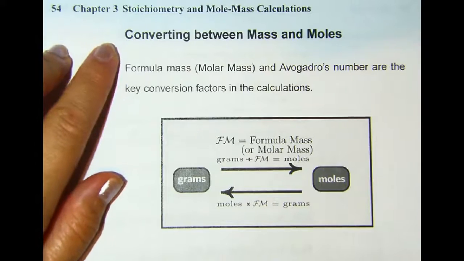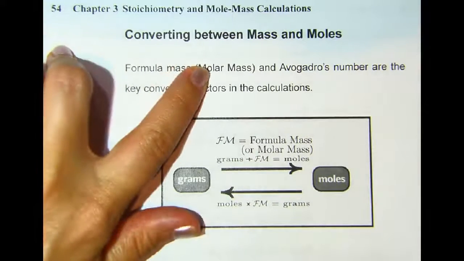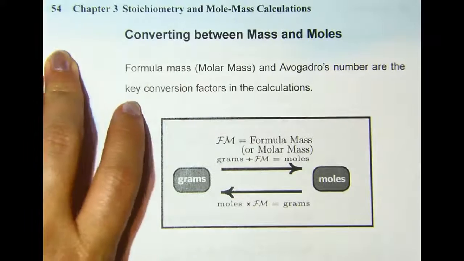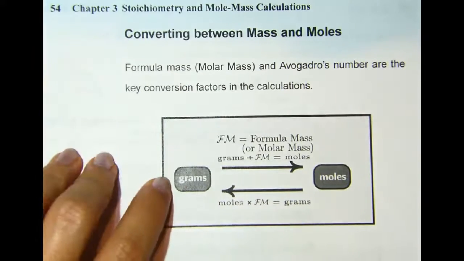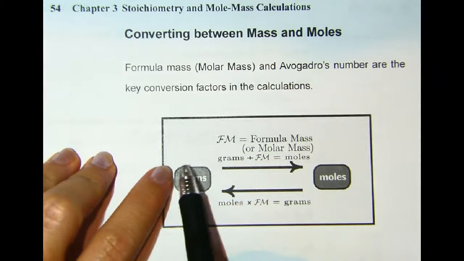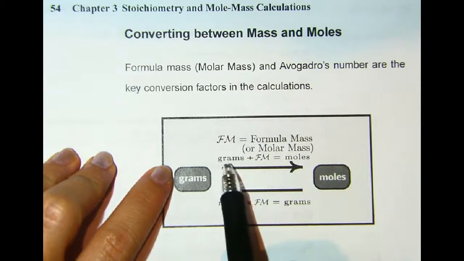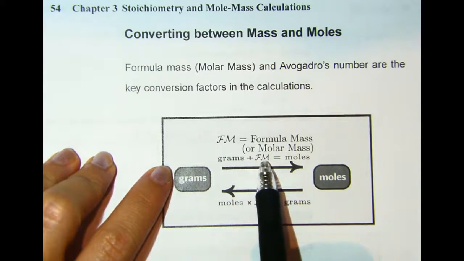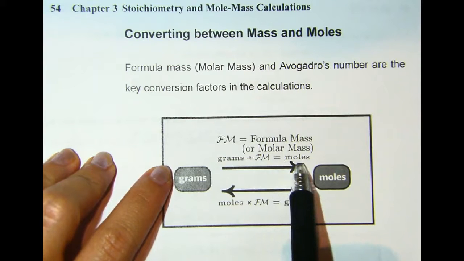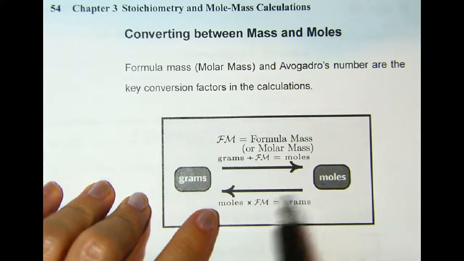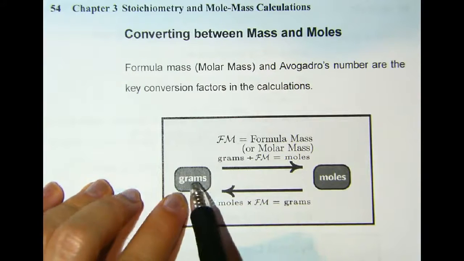Converting between mass and moles. Formula mass, or molar mass, and Avogadro's number are key conversion factors in the calculations. Here you can convert from grams to moles by taking the grams you're given and dividing by the formula mass, or molar mass, from the periodic table, and that's going to give you moles. In reverse, you would take moles times the formula mass, and that would give you grams.